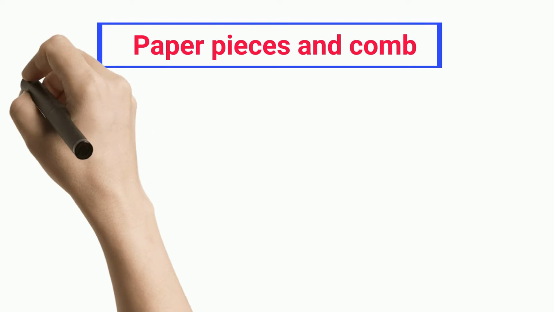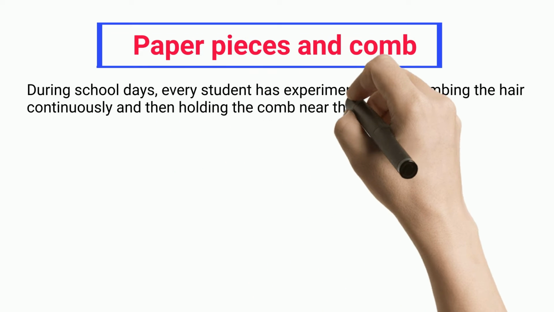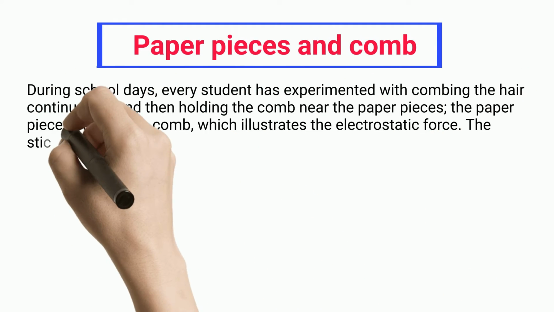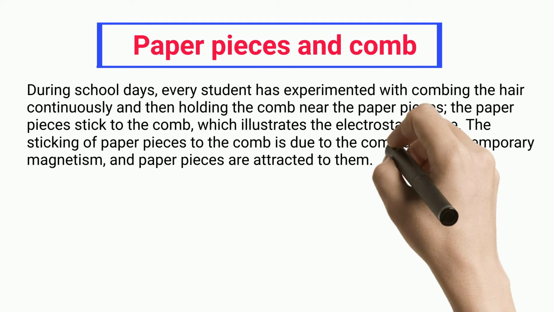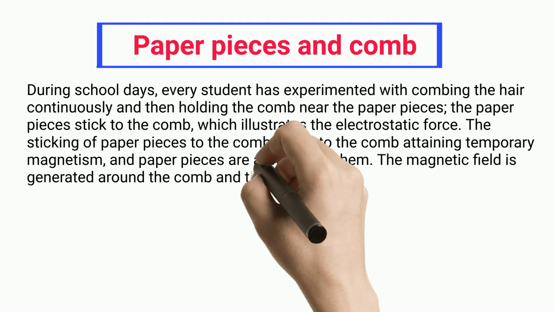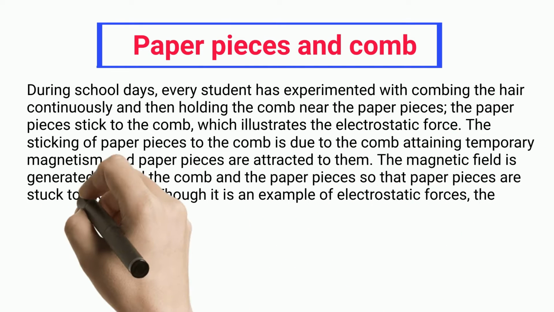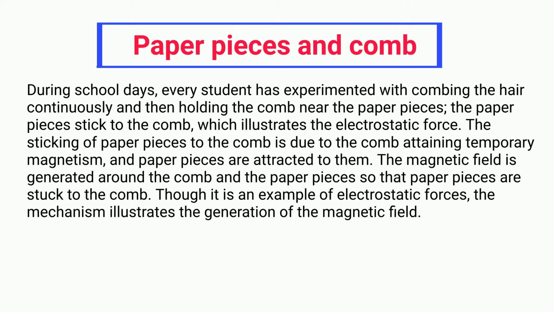Paper pieces and comb. During school days, every student has experimented with combing the hair continuously and then holding the comb near paper pieces. The paper pieces stick to the comb, which illustrates the electrostatic force. The sticking of paper pieces to the comb is due to the comb attaining temporary magnetism, and paper pieces are attracted to it. The magnetic field is generated around the comb and the paper pieces so that paper pieces are stuck to the comb. Though it is an example of electrostatic forces, the mechanism illustrates the generation of the magnetic field.